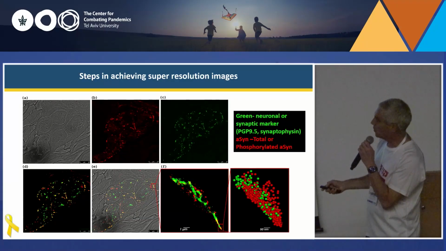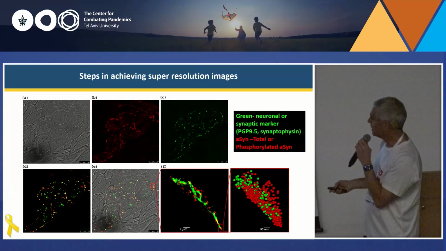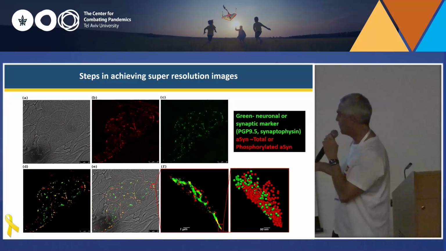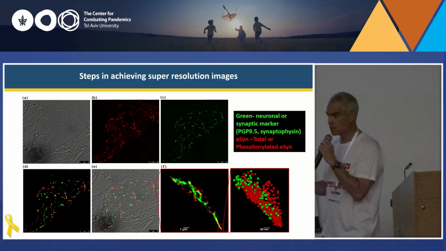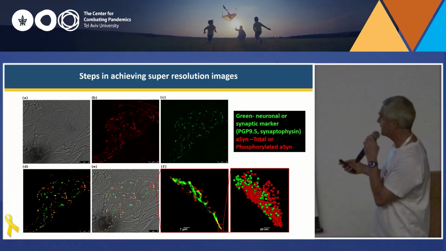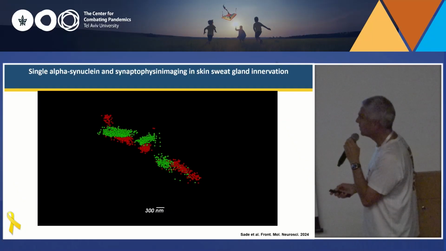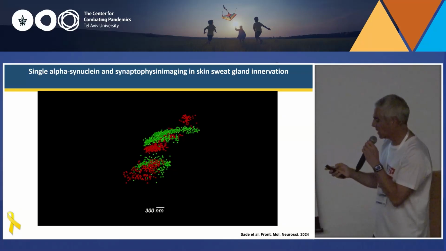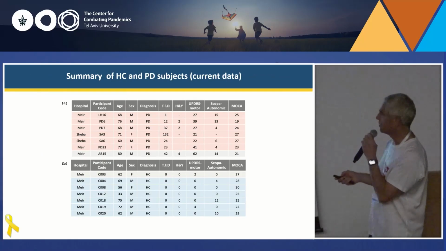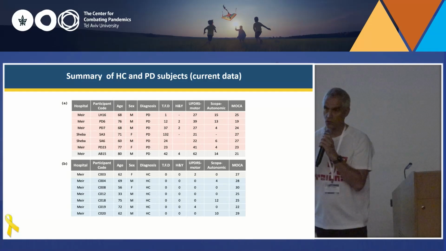And this is how a sweat gland looks like. You can see at the periphery, there are aggregations of alpha-synuclein, and we always check for the existence of a synaptic protein, just to be sure that we are looking at the synapse itself. And this is an example of how it looked like in 3D. So these are two proteins that we are imaging, and you can nicely quantify the number of proteins in each one of these clusters. For this study, we had only 7 Parkinson cases and healthy control.